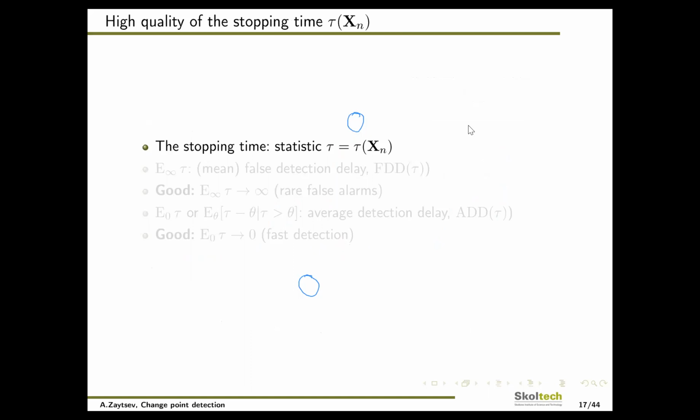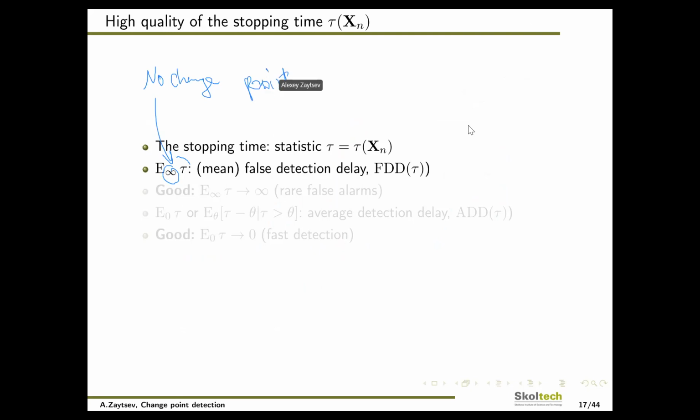So we can try to formally define these things. We have some statistic that depends on previous observations, the stopping time. And we consider it under the distribution infinity, which means no change point until infinity. The mean value of the stopping time tau under this assumption is our time to false alarm. And we want it to be as close to infinity as possible. We don't want any false alarms here.